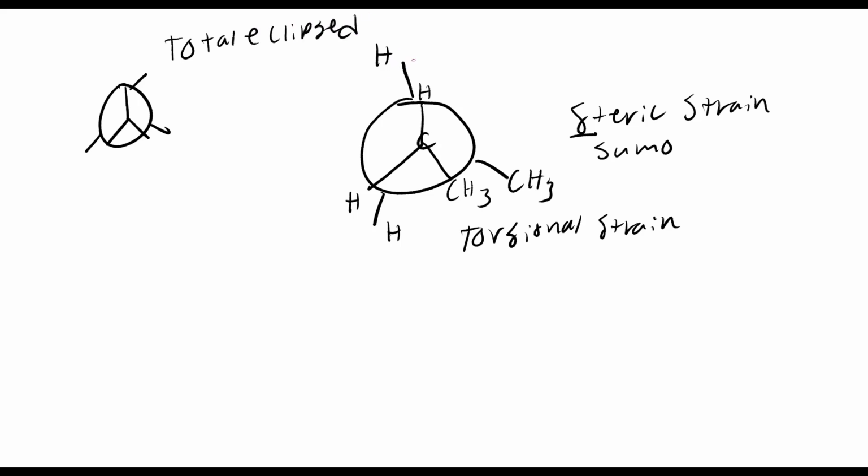Notice that these hydrogens don't have steric strain. Yes, these two are very, very close to each other, but they're so small that they don't really touch. However, they experience torsional strain because their electrons collide and they try to repel each other. So they have torsional strain, but they do not have steric strain. Because this molecule has both steric and torsional strain, it's going to be the least stable conformation for butane. So it would be answer choice B.